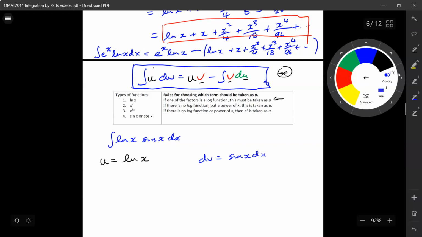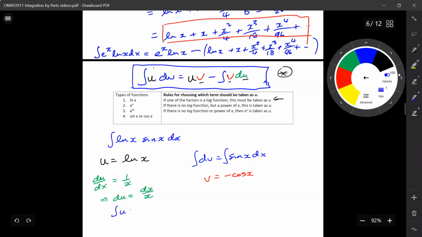So then what we do is we differentiate the u, so du dx is 1 over x. So that implies that du, which we need for our formula, is dx over x. On this side, what we do is we integrate both sides, because what we're looking for is v. And the integral of sine x is minus cosine x. So we have everything we need to plug into our formula.